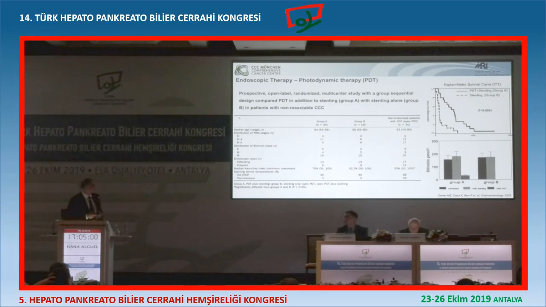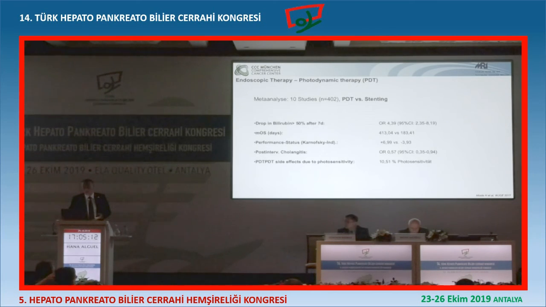And even more, it seems that the bilirubin drops in group A, which is photodynamic therapy plus stenting, significantly stronger than in the group only with stenting. So it is possible to offer these to patients, but as I said, it's really sophisticated technology.